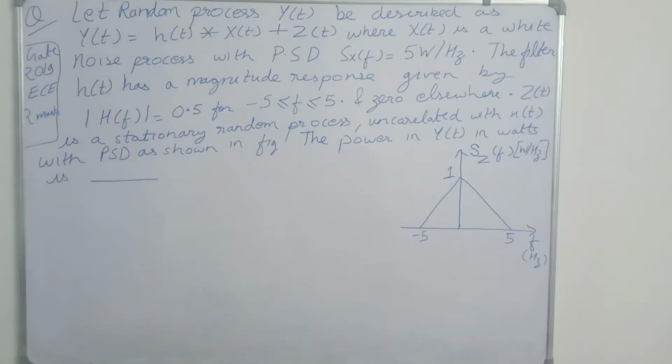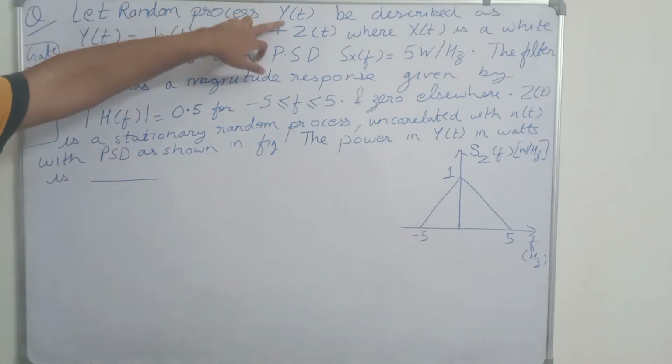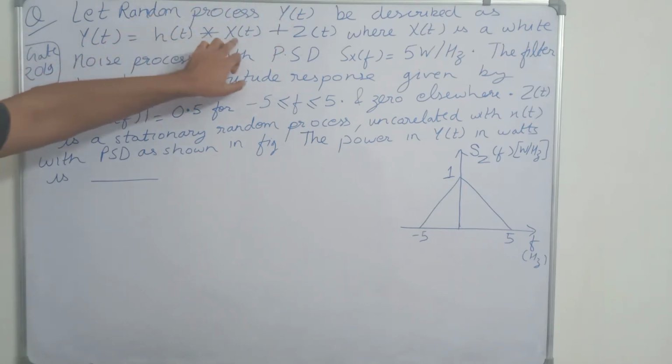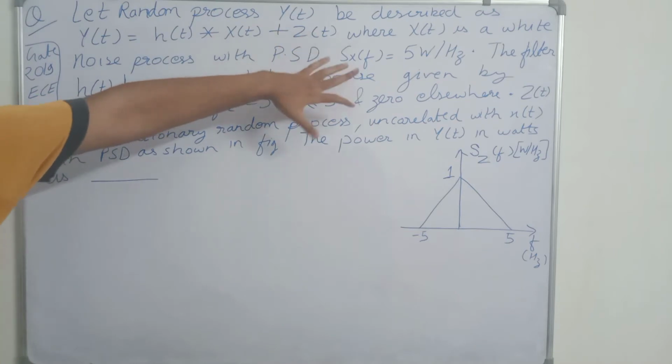We are solving a question from GATE 2019 electronics branch. We are given that a random process y of t is described by this relation. It is h of t convolution with x of t plus z of t.